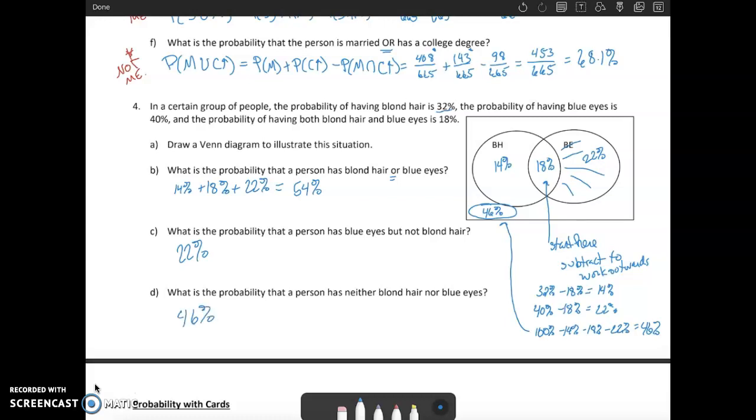So you can see that if you create your Venn diagram first and you take the time to get all of the percentages where they go very carefully using subtraction, then you can answer a whole lot of questions about that very quickly.